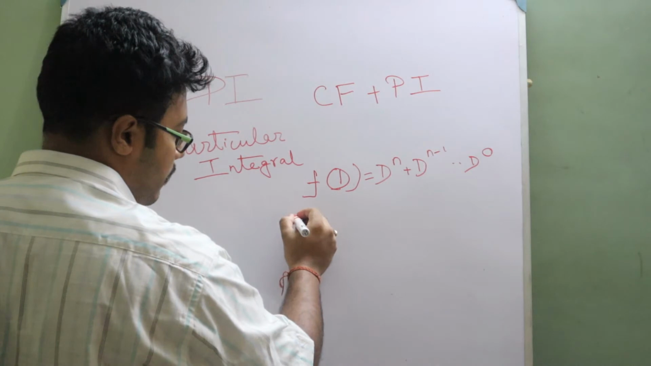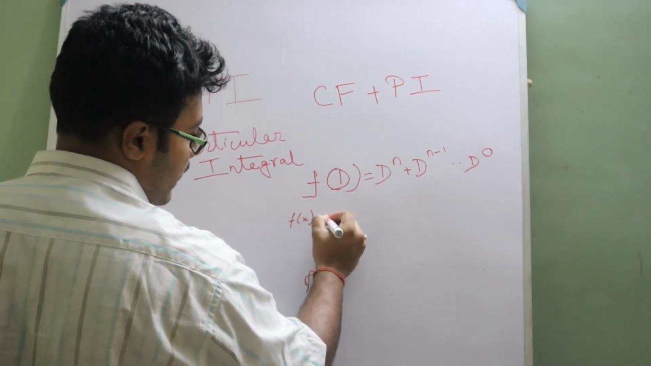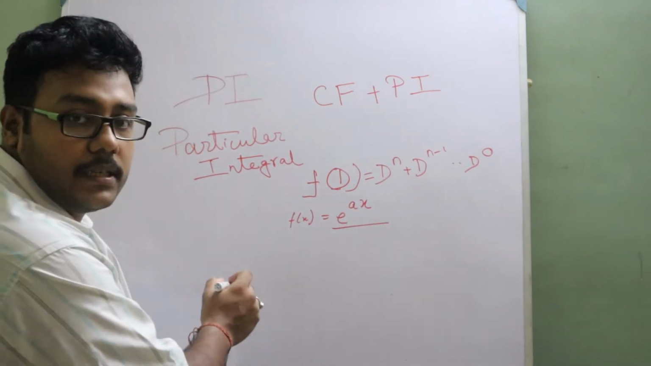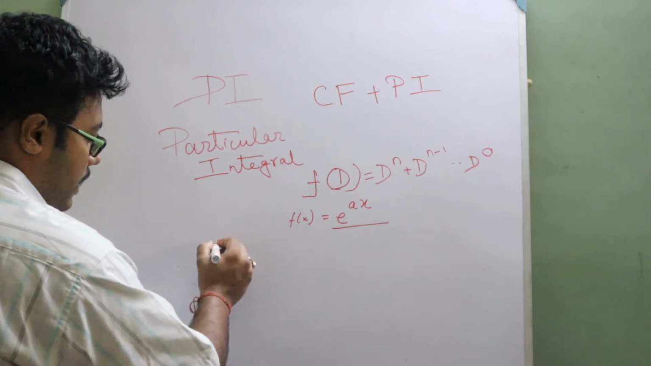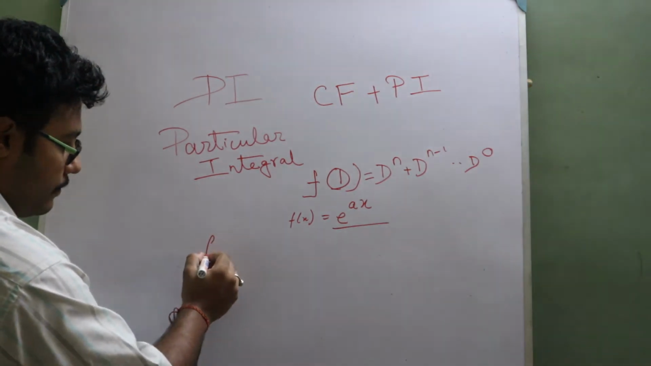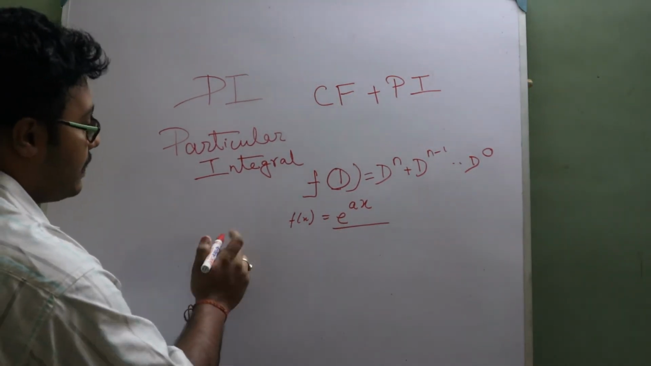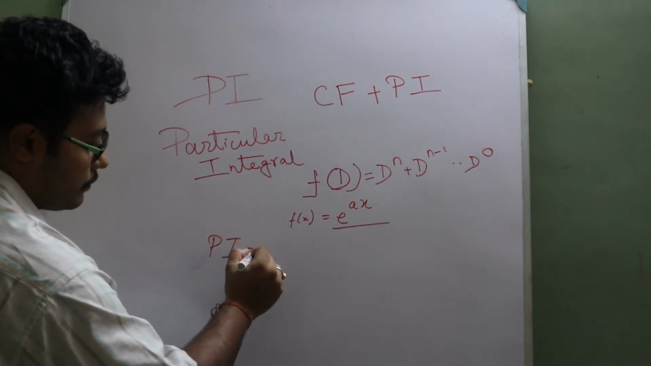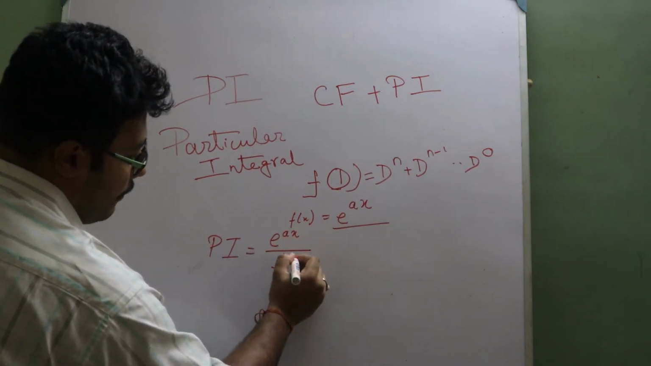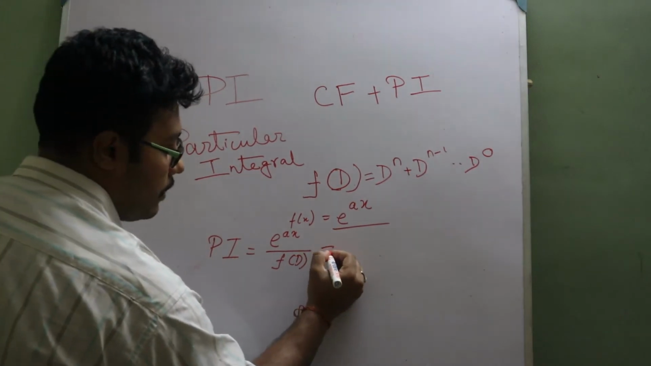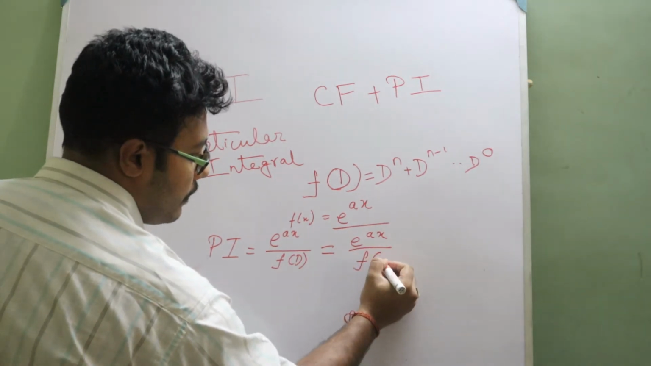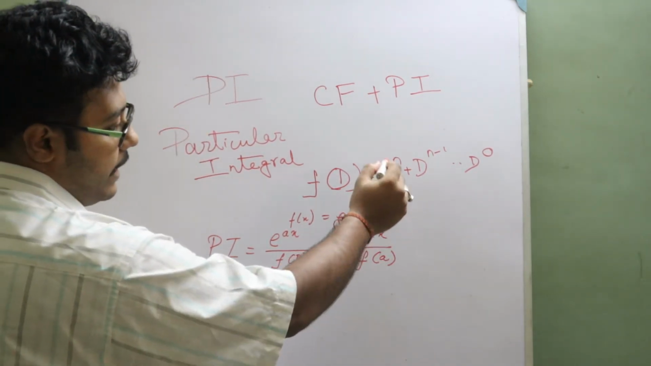And if we have a function of x, say e to the power ax, then the PI will be e to the power ax by f of D, or better, e to the power ax by f of a, that is putting a in place of this D.